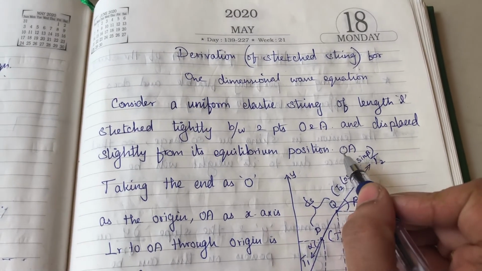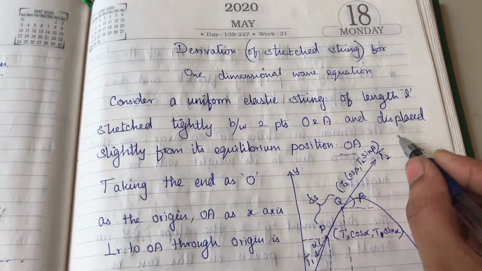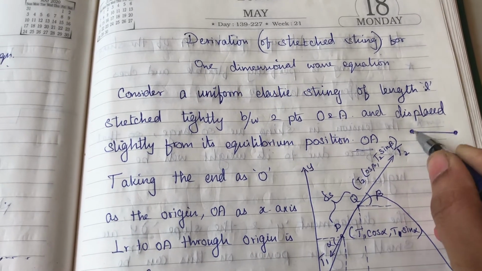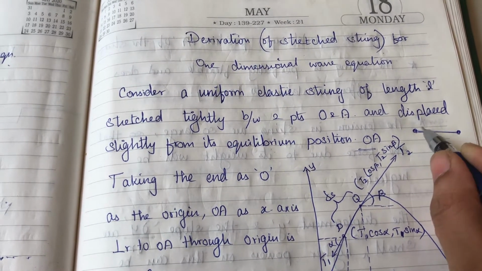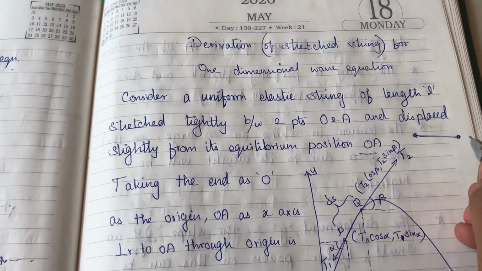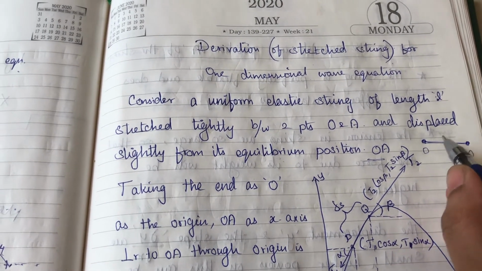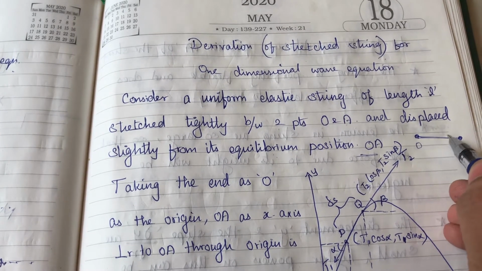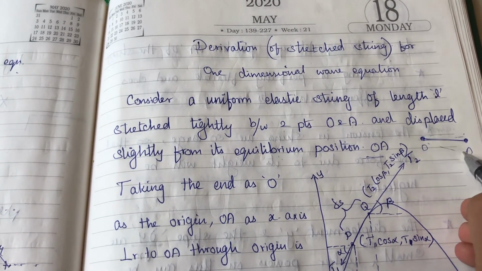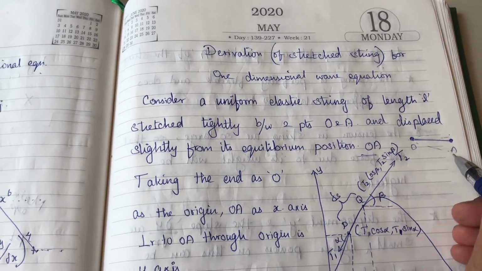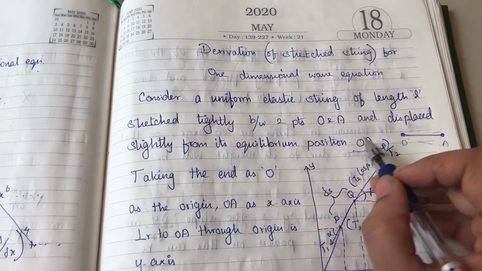Let us say this OA is the equilibrium position. So this is like a string. It is tightly stretched from these two points, OA. Somewhat there will be a displacement with respect to this equilibrium position OA. Okay, that's the thing here.